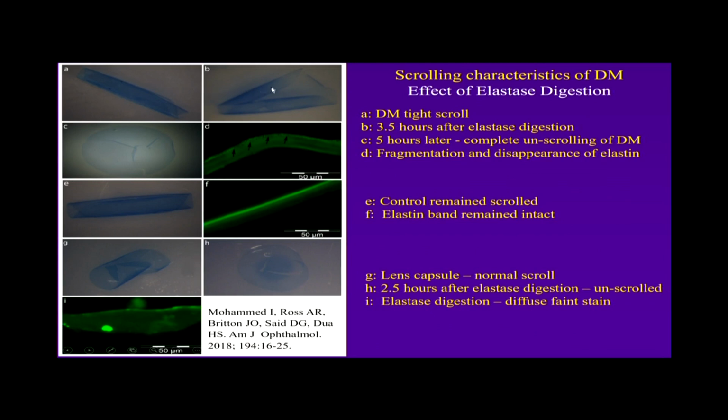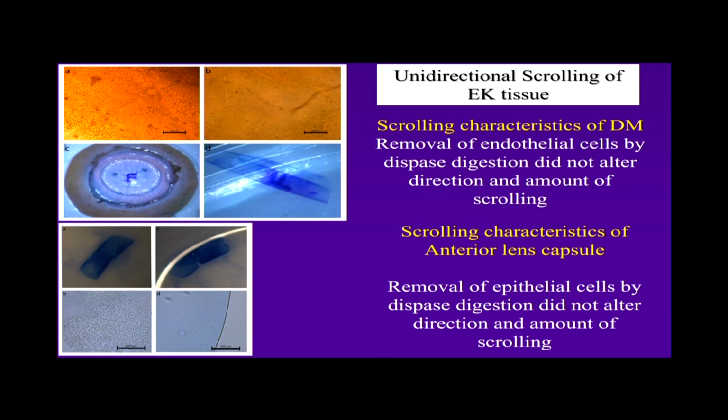And if you put some elastase enzyme and leave it in front of your eyes, very slowly the whole thing opens up. The scroll is gone. And then if you make a section of this that is unscrolled, you will find the whole elastin band is completely degraded and fragmented compared to the control where it is nice, smooth and uniform. And interestingly, the lens capsule also behaves exactly the same, with the epithelial cells on the outside when it scrolls, and it also has a similar distribution of elastin.